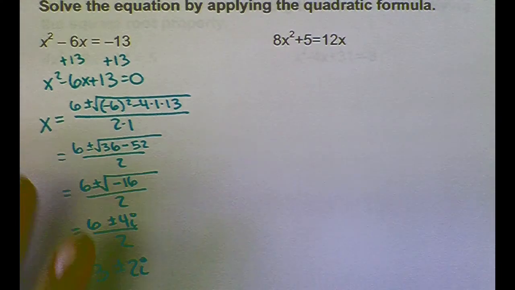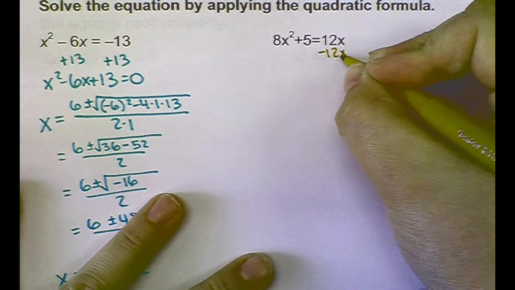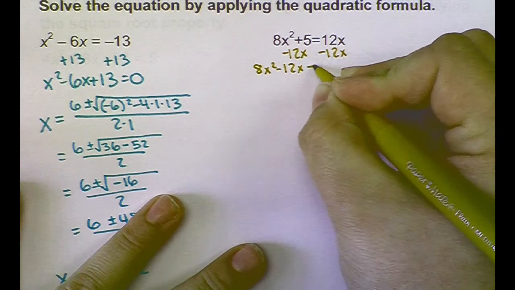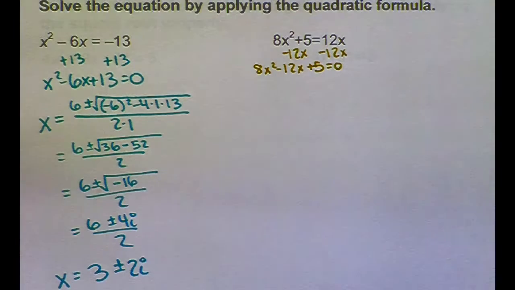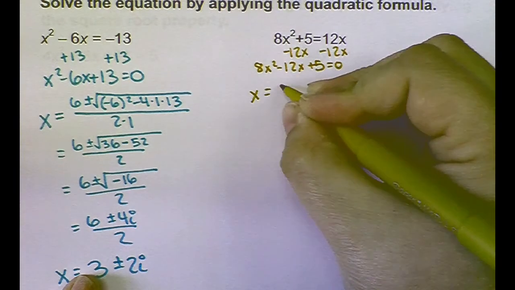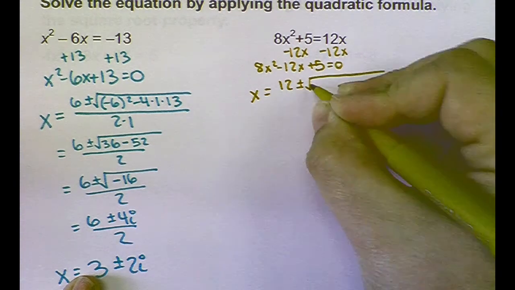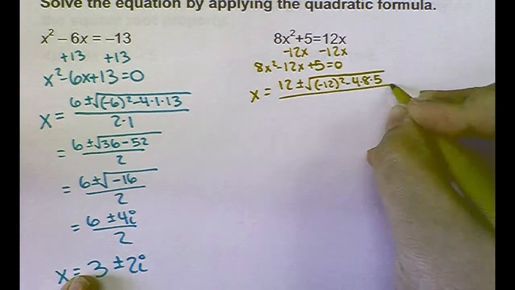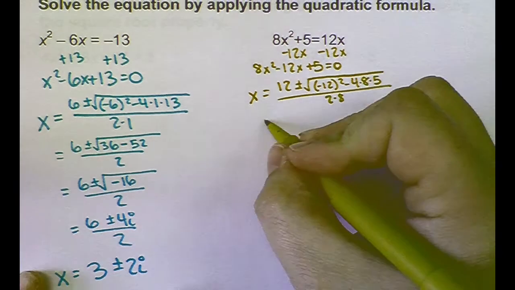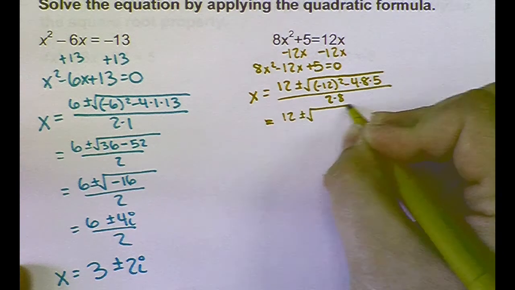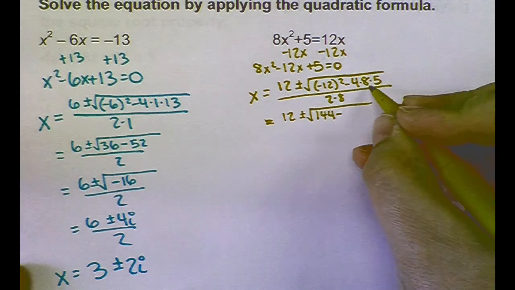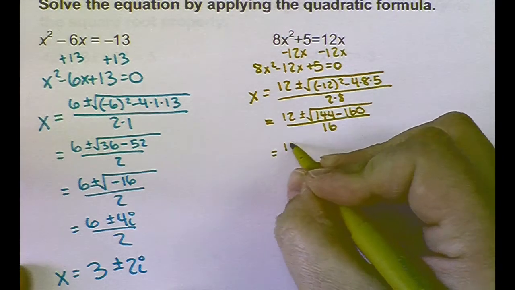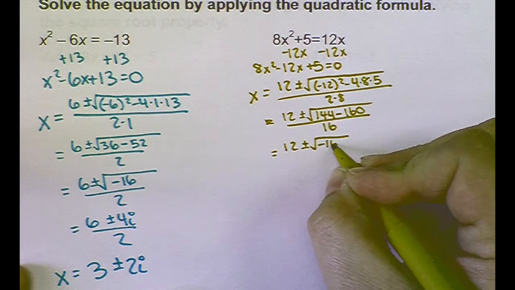For the next one, same start to it, get it equal to 0. I have 8x squared minus 12x plus 5 equals 0. And now go straight to quadratic formula. Opposite of b plus or minus the square root of b squared minus 4 times a times c all over 2a. We have 12 plus or minus the square root of 144 minus 160 all over 16. I get 12 plus or minus the square root of negative 16 again.